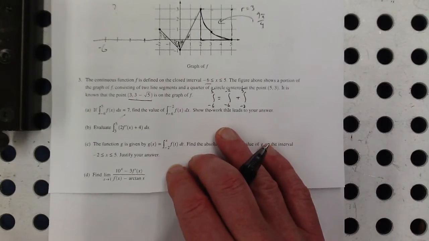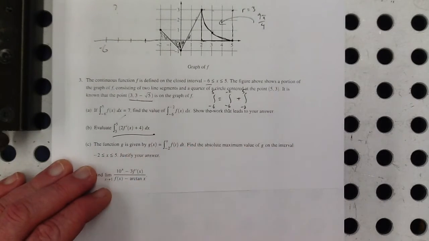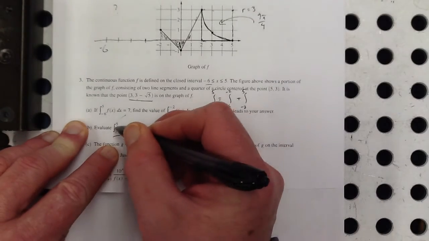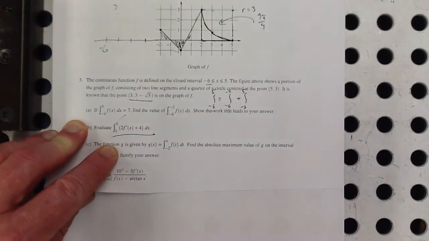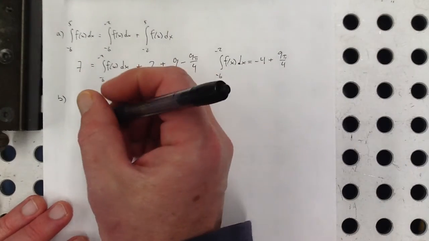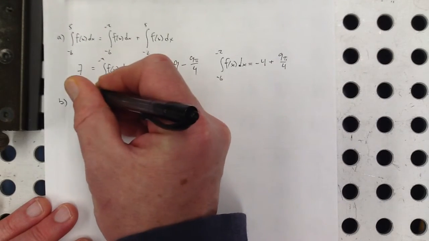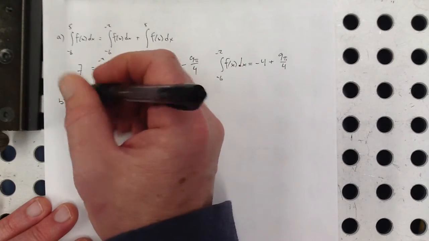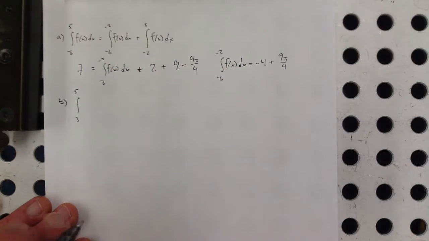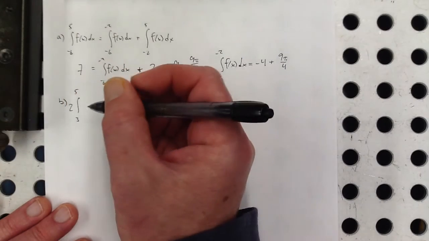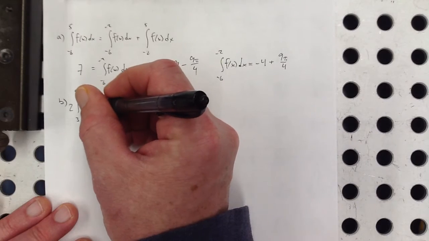All right, part B. Evaluate this. Okay, so taking the integral of a derivative, I know how to do that. So let's see. I want to find, I'm just going to recopy it here. Actually, I'm going to split it up into two integrals because, well, yeah, I guess I'm going to do that.